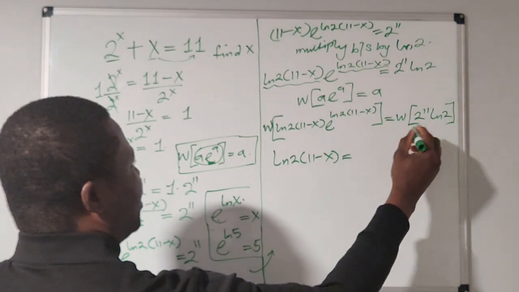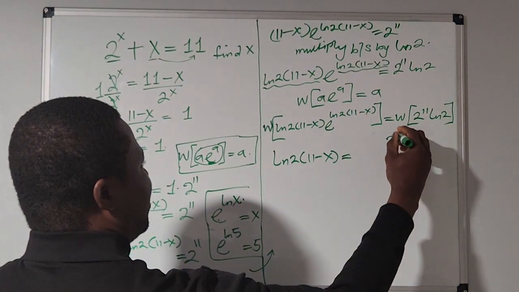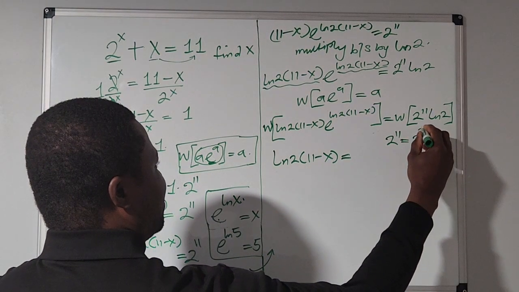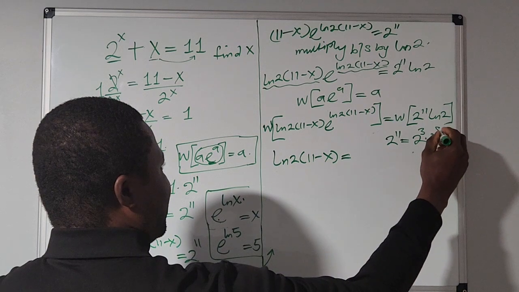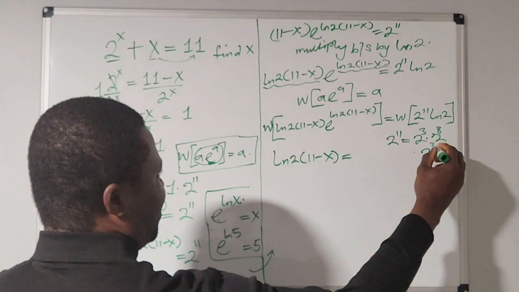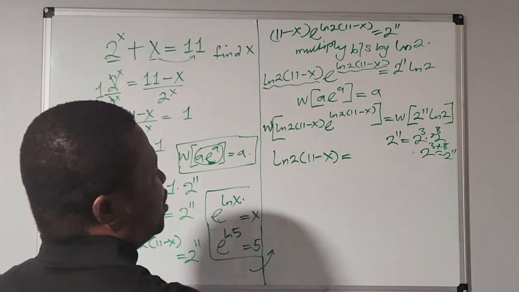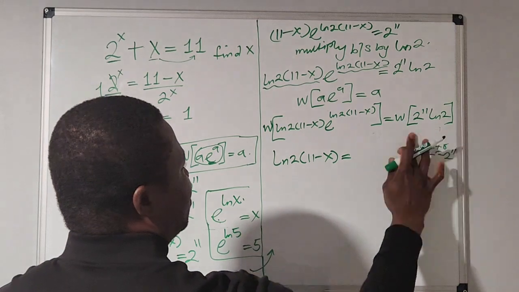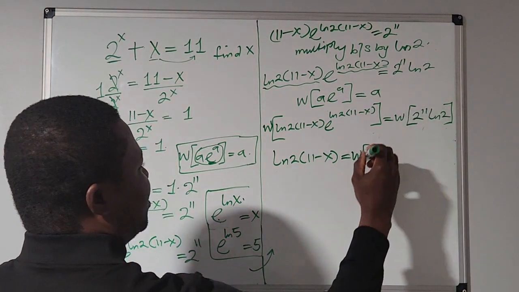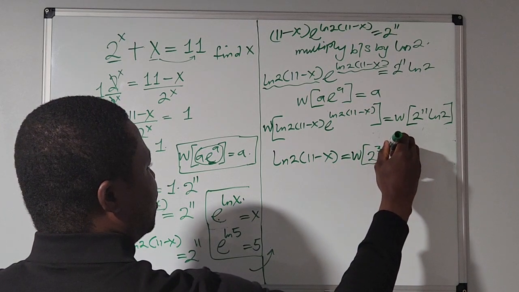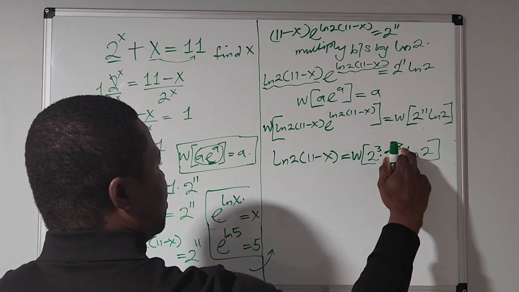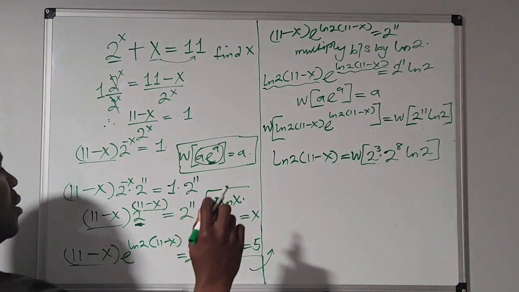So let's try to rewrite what we have on this side to look like what we have here. Okay, so now we know that we can rewrite 2 raised to the power 11 using indices to become 2 raised to the power 3 times 2 raised to the power 8. From a law of indices, this becomes 2 raised to the power 3 plus 8, and that would be 2 raised to the power 11. Same thing, okay? So we're going to rewrite 2 raised to the power 11 as 2 raised to the power 3 times 2 raised to the power 8, ln 2. Okay? Now this is what we have.